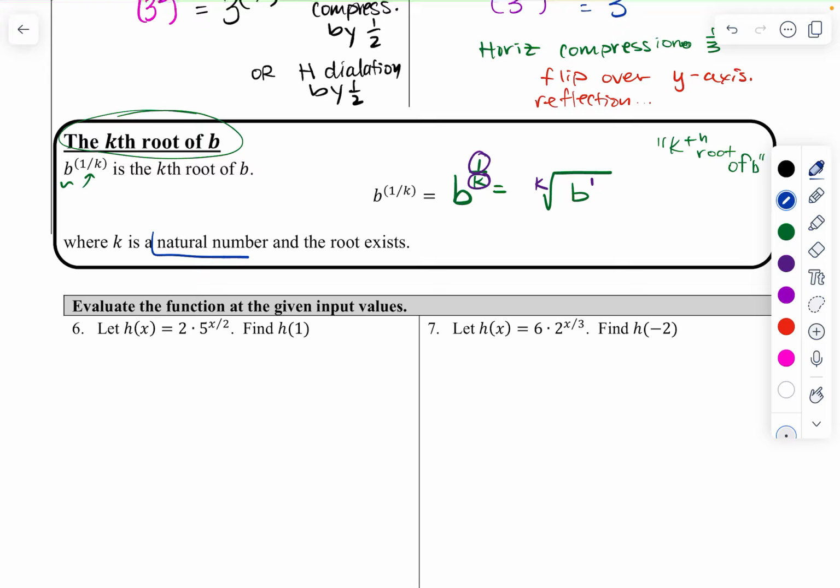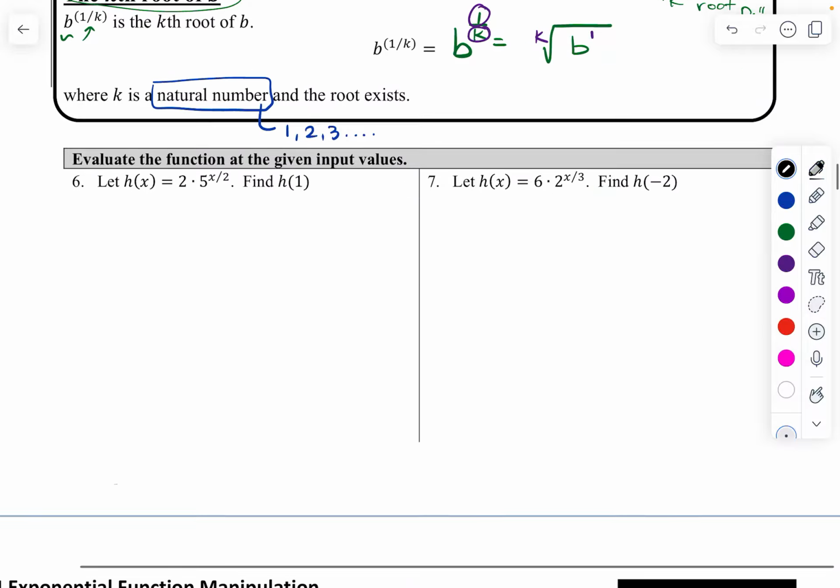Where k has to be a natural number because we can't have decimals in an index of a root. A natural number, remember, is like the numbers that you counted in kindergarten, preschool, 1, 2, 3, and so on. They can't be 0, they can't be negative, they can't be parts. Okay? Last couple things we're going to try. Let's evaluate these functions. Remember, anytime you see evaluate h of 1, anytime I see x, I'm going to replace it with 1.